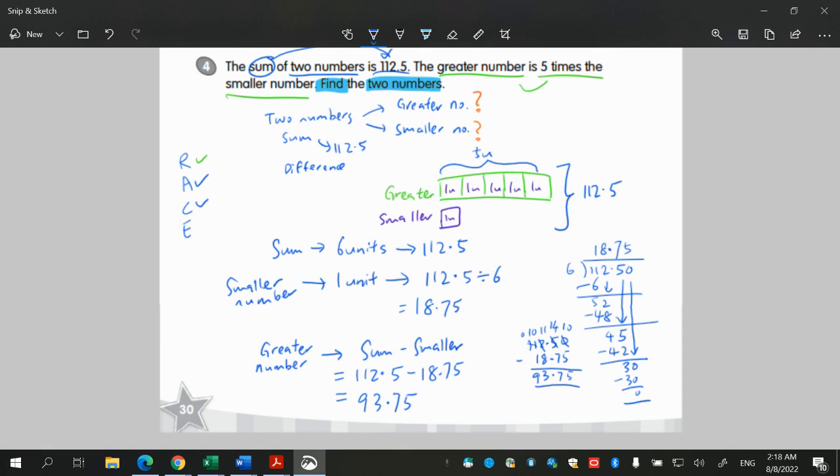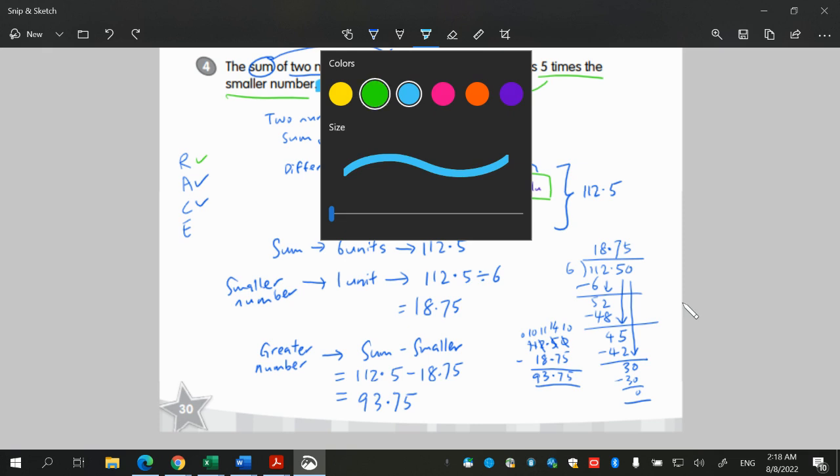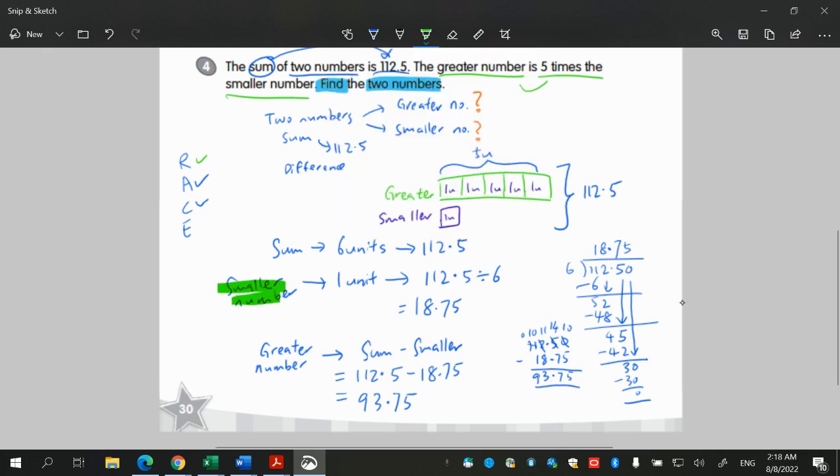Okay, so I have the smaller number. Let me highlight in blue. Smaller number. Oh, I should do it in green actually, since my model was done in green, hopefully it helps you to see. The smaller number was 1 unit. That was the answer. And a greater number.